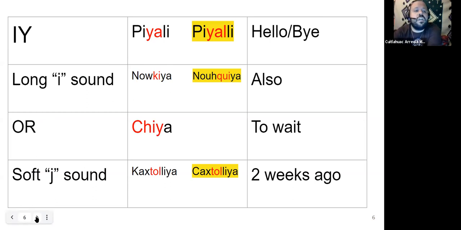You'll see also an IY. IY is a long I sound or a soft J sound. Let's try it both ways, because you'll see both pronunciations. It either makes sense as a long I sound for some folks, or as a soft J sound for some other folks. So we have IY, biali. Let's try it with the long I sound, biali, biali.